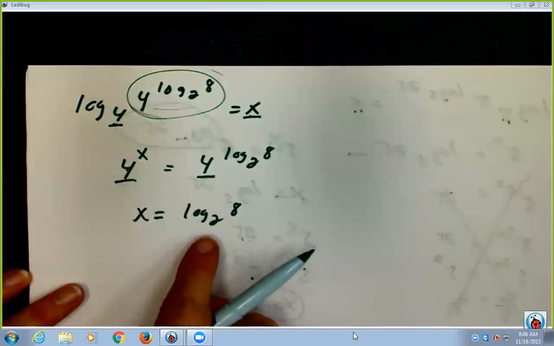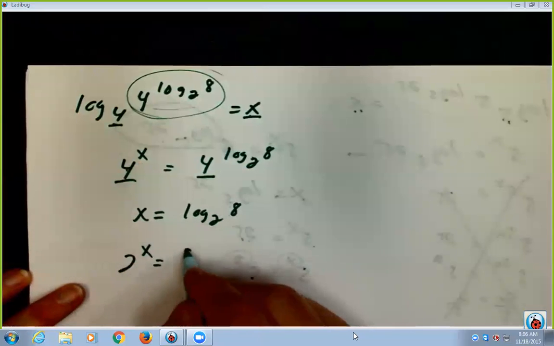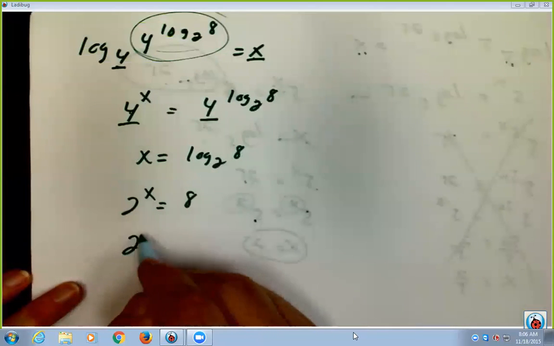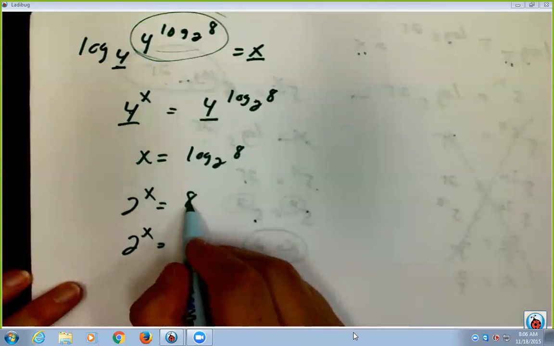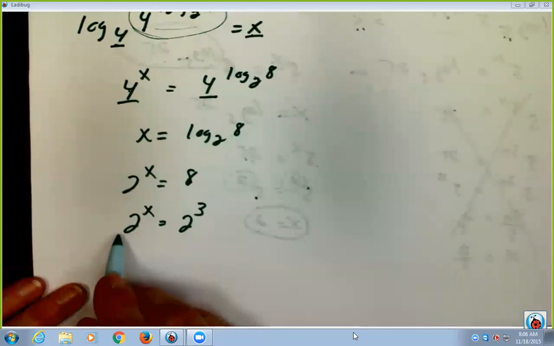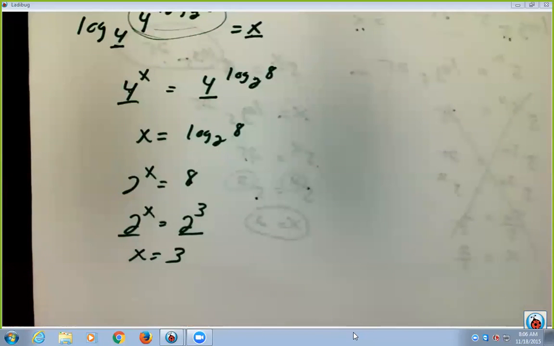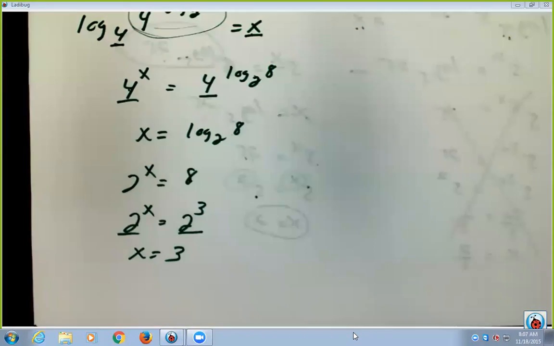So then if I reverse this one more time, 2 to the x power is equal to 8. 2 to the x. 8 can be broken down to 2 times 2 times 2. So I get 2 to the third power. Since my bases now match, x is going to be equal to 3. So that's what would be in that place up there, is 3. Want one more?